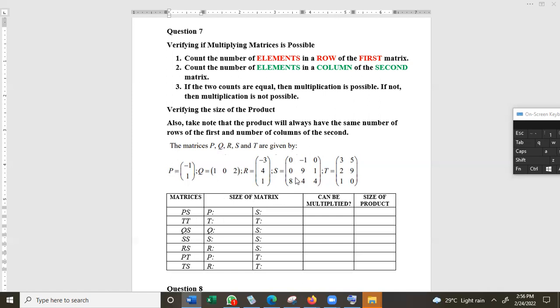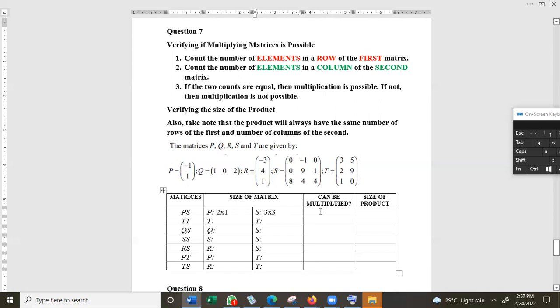Okay, so we have a situation there, P times S. Let's look at P. P is a 2 by 1, 2 rows and 1 column. S is a 3 by 3, 3 rows and 3 columns. Okay, so first, write down the size of the matrix. So we count the number of rows in P. P is a 2 by 1, 2 rows and 1 column. S is a 3 by 3.